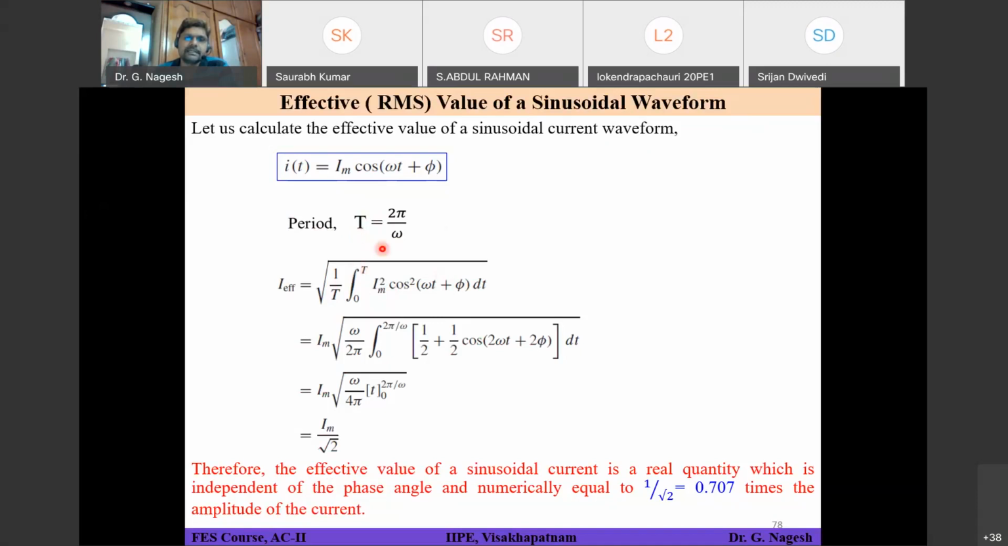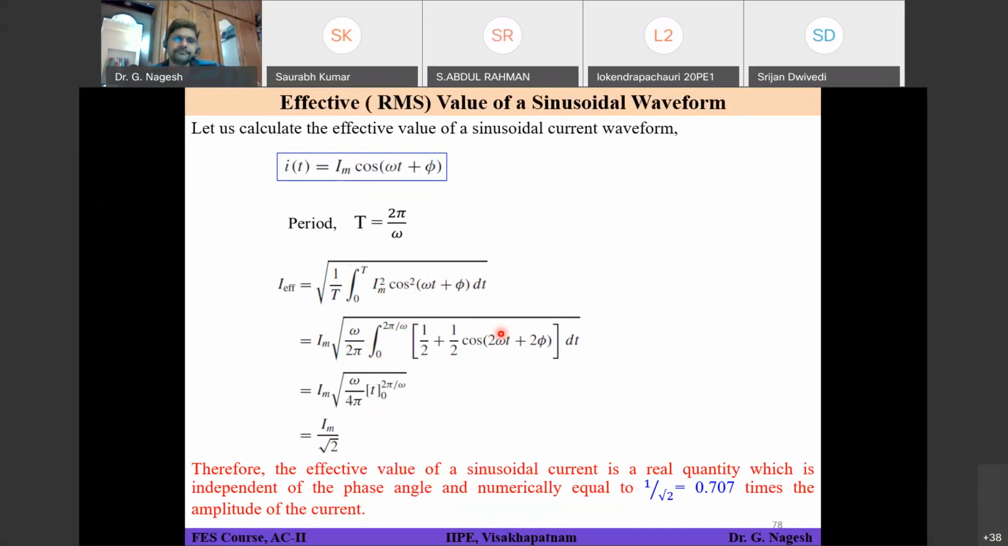So what will that be? T is equal to 2 pi by omega. If I substitute that, it will become like this, with T as 2 pi by omega. You are substituting the limits, and I max square, I max, I took it out. So for cos square theta, what formula do you have to use? Cos 2 theta is 2 cos square theta minus 1. So from that you will get this value.